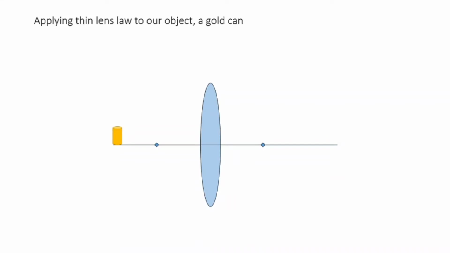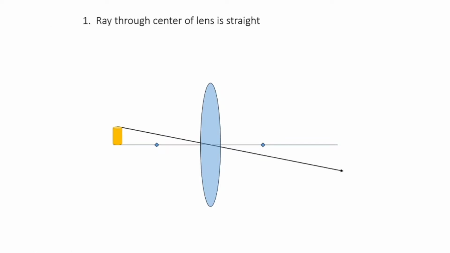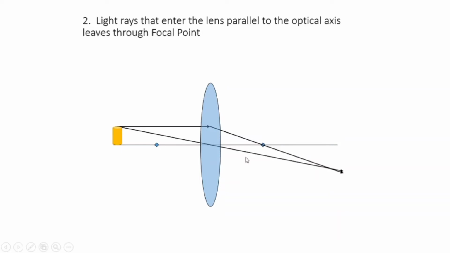Now applying the thin lens laws to our object, a gold coin. Here is the optical axis of the lens system, and the coin is kept here. Then it passes through this lens. A ray through the center of the lens is always straight according to the first thin lens law, so this ray will be here. Now according to the second law, light rays that enter the lens parallel to the optical axis leave through the focal point.